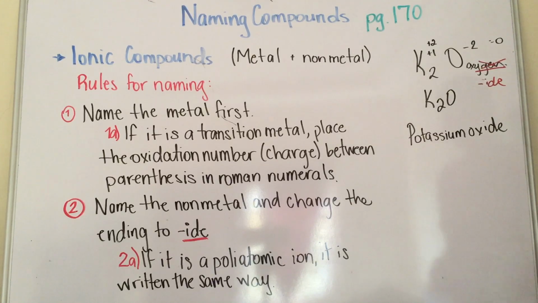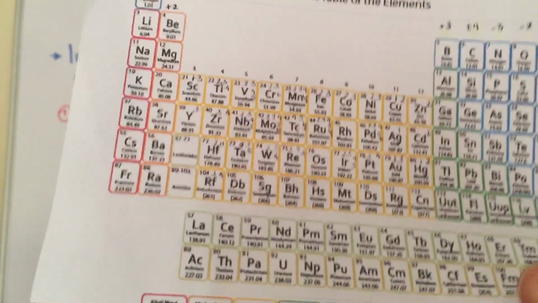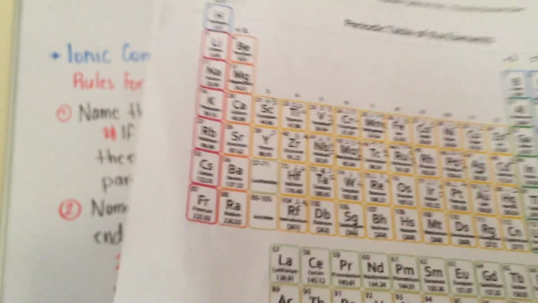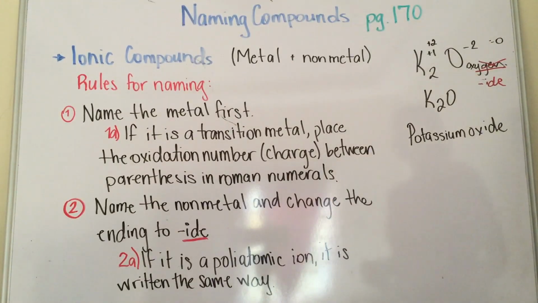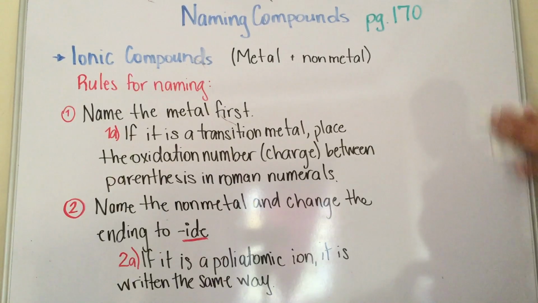Are we good? We're going to make an example with a transition metal. Remember the transition metals are the ones that are in the middle. If you can see my periodic table here, it's all the ones that are in yellow. All of this is transition metals. So with those ones, if you have that element, you're going to have to put a Roman numeral. So let's make one example with a transition metal. Let's grab iron.